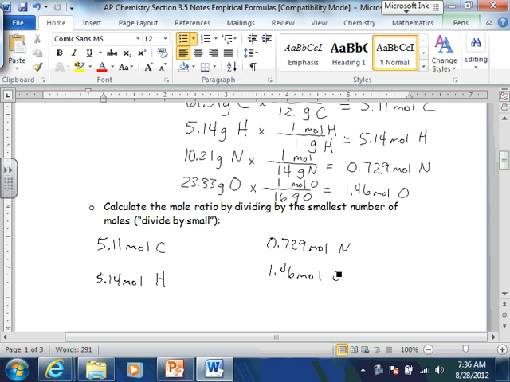Okay? And basically what we want to do here is divide by the smallest number. Okay, divide by small. So the smallest number we have on here is the 0.729. We're going to divide everything by 0.729 and see what we come out with here.